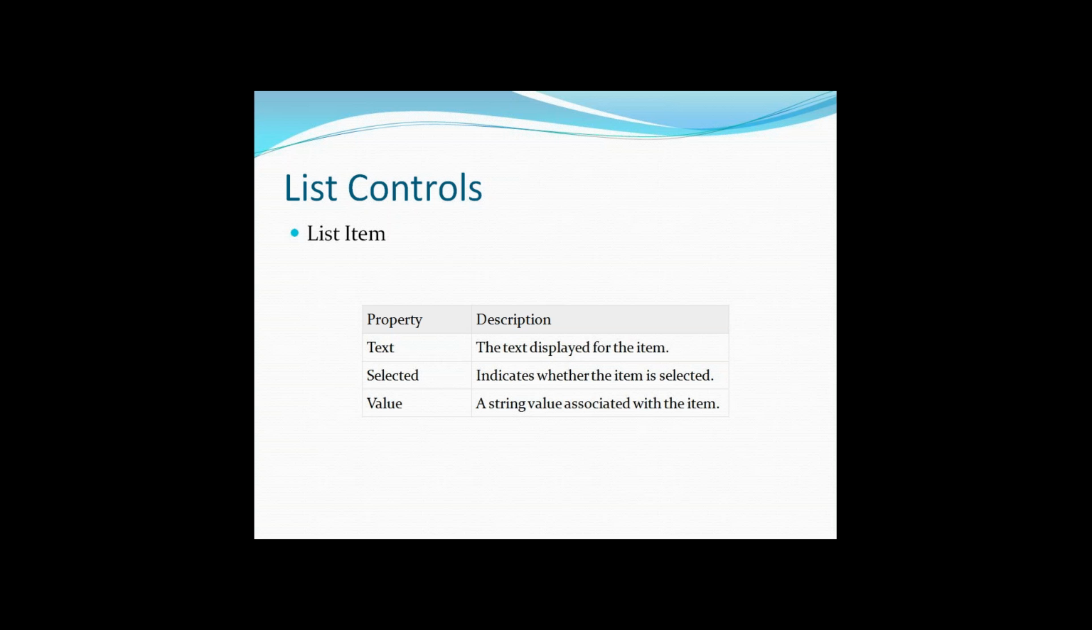Good. Now value is something different again. Let me explain. It again holds the text property. It will also hold some text associated with that particular item, but let's try to understand why we needed two different properties called text and value associated with the item.